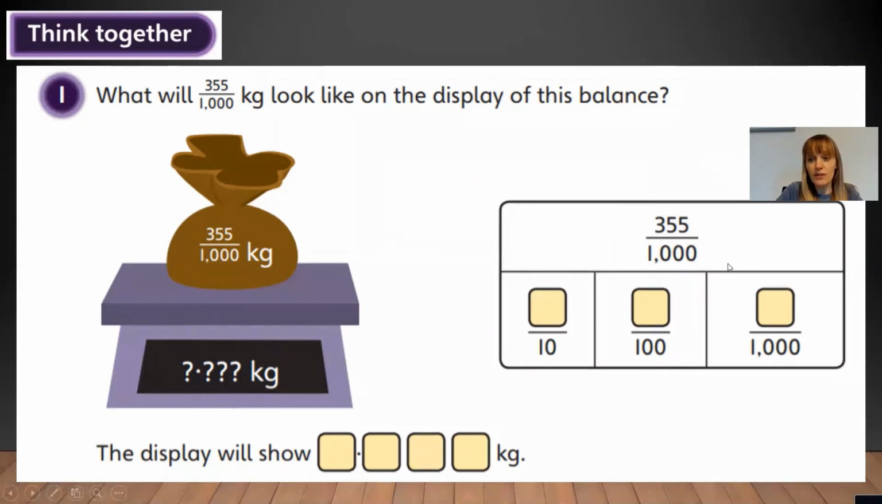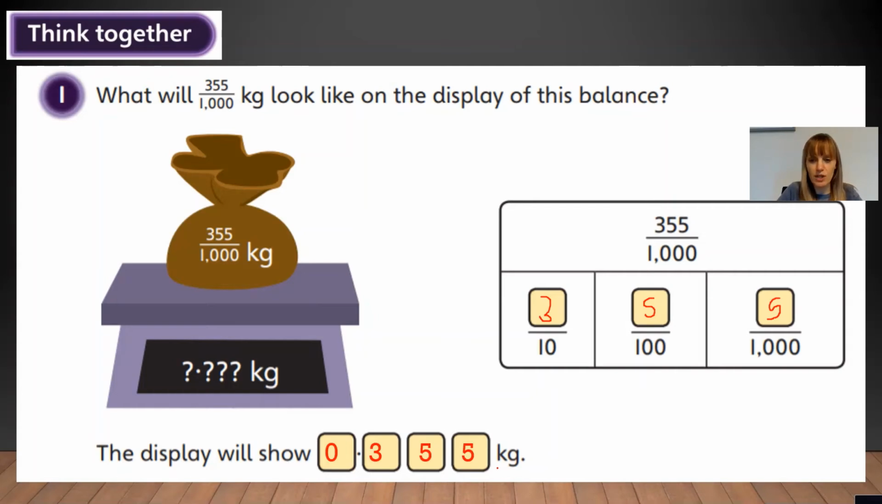Now you can decide that, have a go at thinking about what those phases are, or you can just think, well, because it's over 1,000, I think it's just as easy to think, well, I know that 0.355 means I've got 3 in my tenths column. Let me just get my pointer up so I can write it on here. So I've got 3 tenths, haven't I? I've got 5 hundredths and I've got 5 thousandths. All right, so that means that on my display I've got 0.355 kilograms.